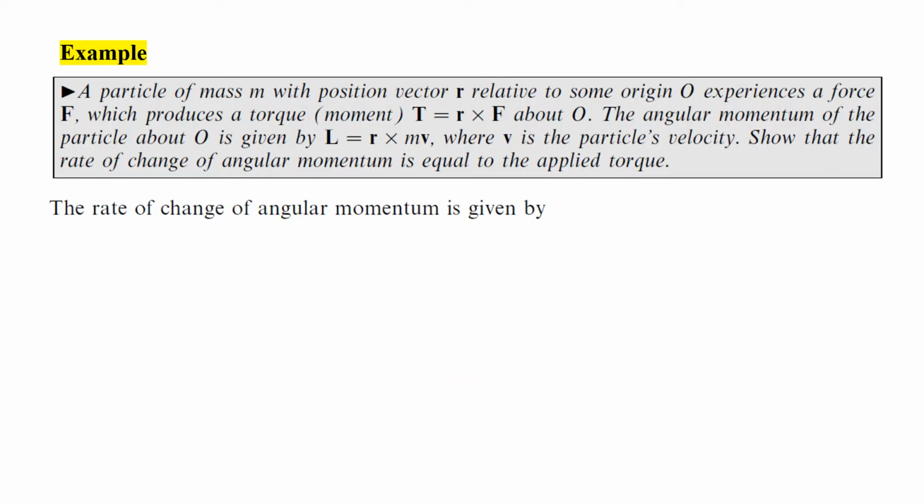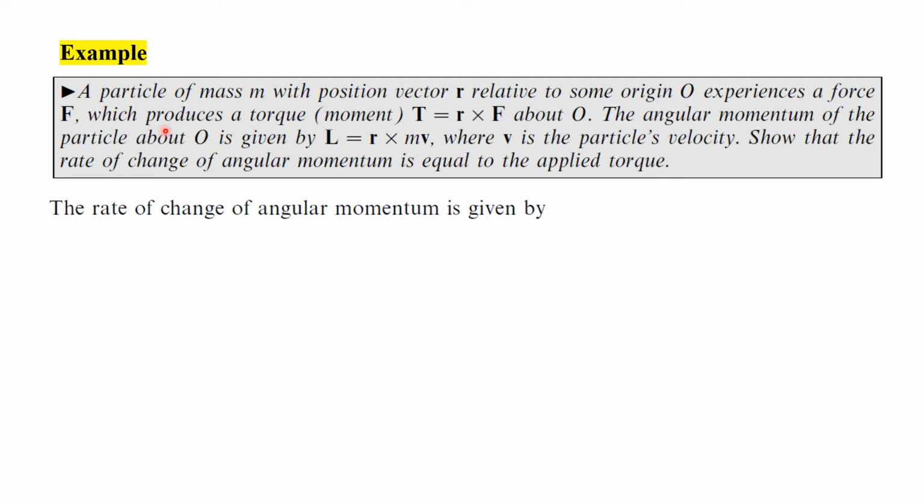So let's have an example. A particle of mass m with position vector r relative to some origin O experiences a force F, which produces a torque, or the moment, which is equal to your torque is equal to your r cross your F, about your origin. The angular momentum of the particle about the origin is given by your L is equal to your r cross mv, where your v is the particle's velocity.